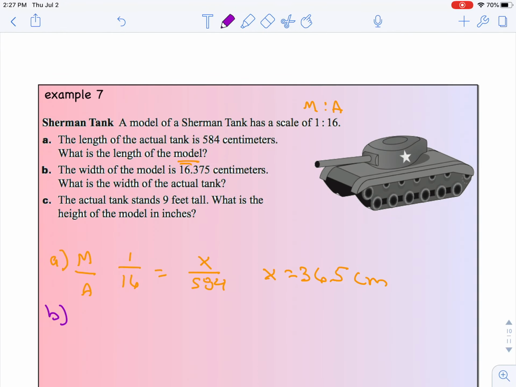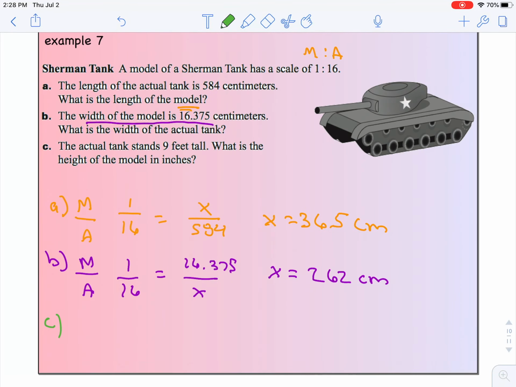So let's look at part B. Part B says the width of the model is 16.375 units. So this is the width of the model. What is the width of the actual? So again, if we use model over actual is 1 to 16, that's going to be the same as the model to actual in this ratio. And here they gave us the width of the model is 16.375 over X, or you could use Y or something else. But when we cross multiply and solve here, we're going to get that our width is 262 centimeters.